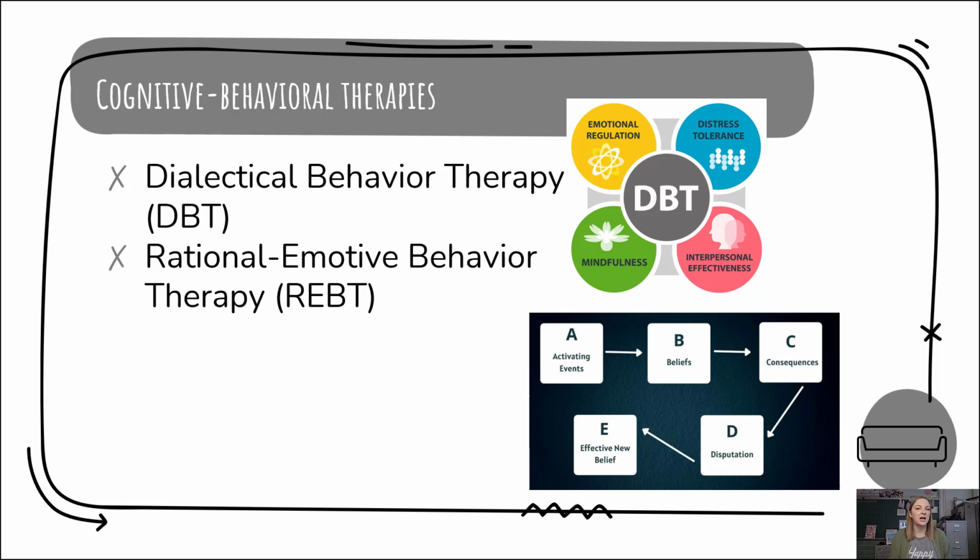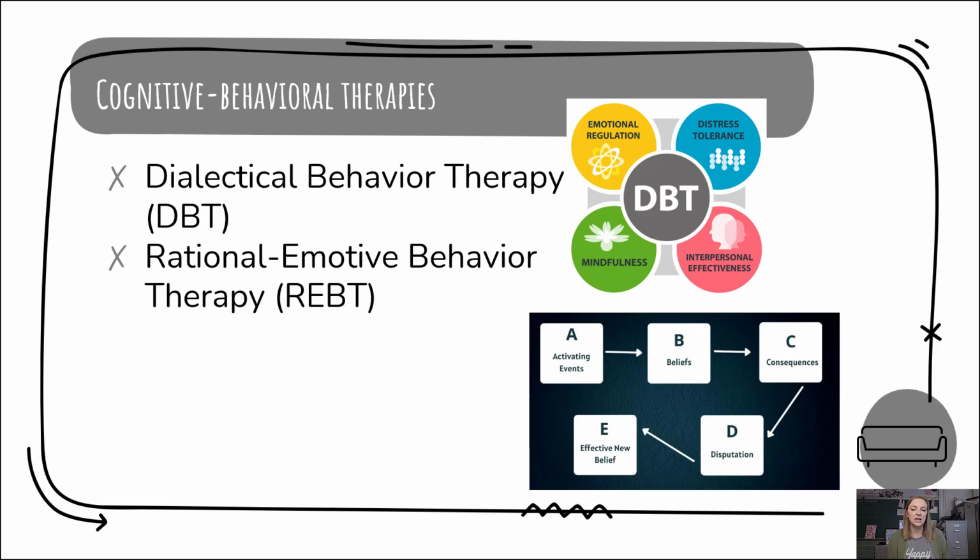Another form of cognitive behavioral therapy is rational emotive behavior therapy, or REBT. This is a form of cognitive behavioral therapy developed by Albert Ellis. It focuses on identifying and changing irrational beliefs that lead to emotional and behavioral issues. REBT emphasizes the role of rational thinking in emotional well-being. REBT is probably the most controversial of all of the cognitive behavioral therapies because it's often very confrontational.